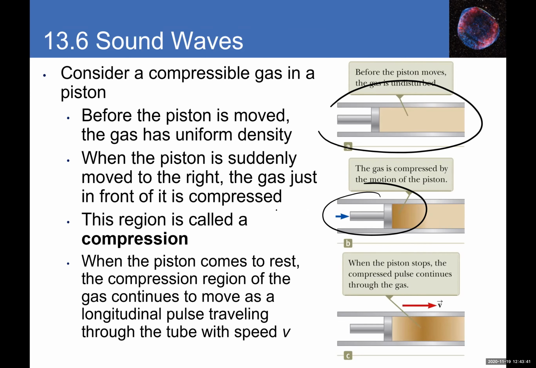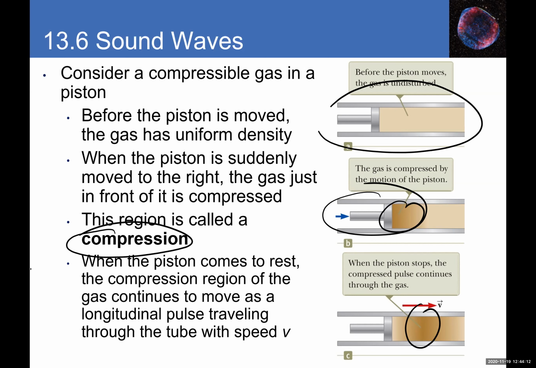As you do that, the gas starts moving because you're compressing it. This region is more compressed, and you can see that this compressed, more dense portion will start moving with some velocity v. That means when the piston is suddenly moved to the right, the gas just in front of it is compressed, and the region is called a compression.